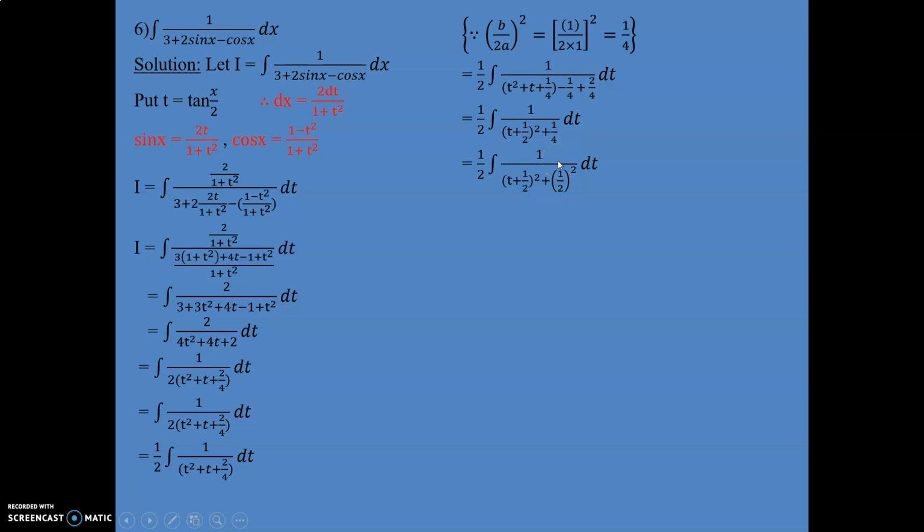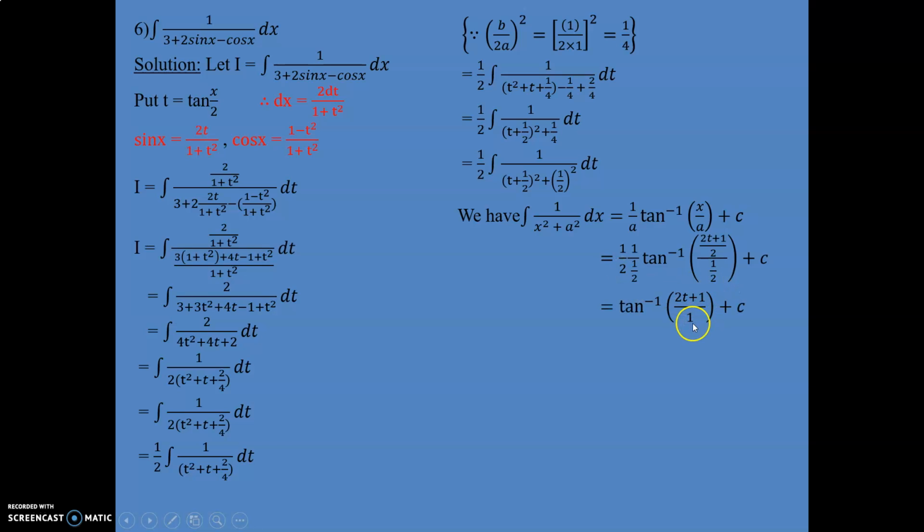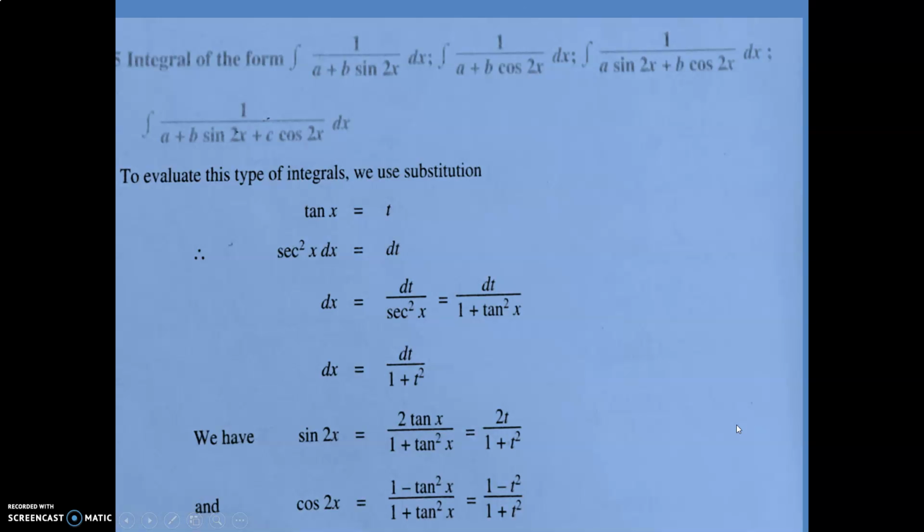Now this question is in the format of this formula, integral 1 upon x square plus a square dx, that is 1 upon a tan inverse x upon a plus c. That can be written as 1 upon 2 into the a value, here it is 1 upon 2 tan inverse of t plus 1 upon 2 upon 1 upon 2. That can be written as 2t plus 1 upon 2 upon 1 upon 2. So this 2 and this 2 cancel. Here again 2 and 2 cancel. So tan inverse of 2t plus 1 upon 1 plus c, that is tan inverse of 2 tan x plus 1 plus c is the answer for this question.